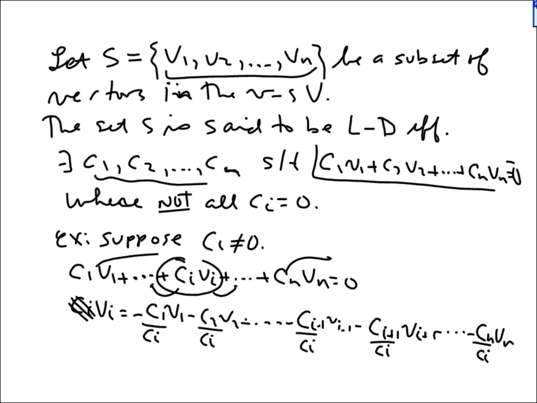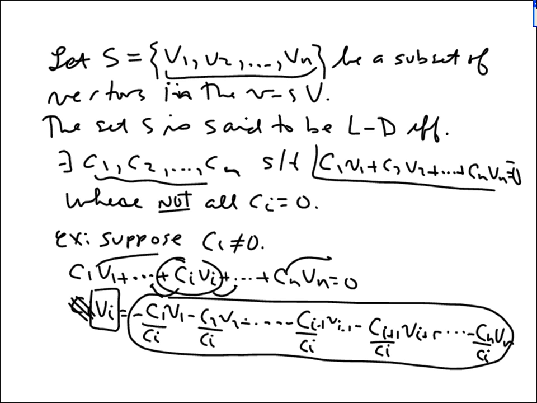Okay, linearly dependent means one vector is a linear combination of the others. It depends. How do you get Vi? Oh, it depends on these other vectors. If you tell me what the other vectors are, I can tell you what Vi is. Because Vi is this. Vi is that.